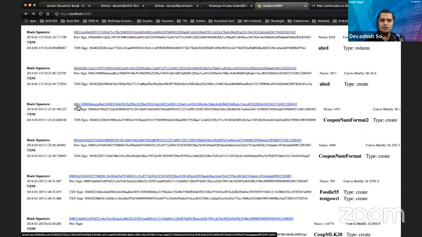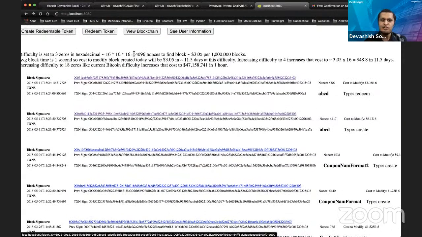And you can set some difficulty. So in this block, the difficulty is 3 zeros right now. So the difficulty is 3 zeros means to create a signature, it takes approximately 4,000 tries, right? These tries are known as nonces basically.